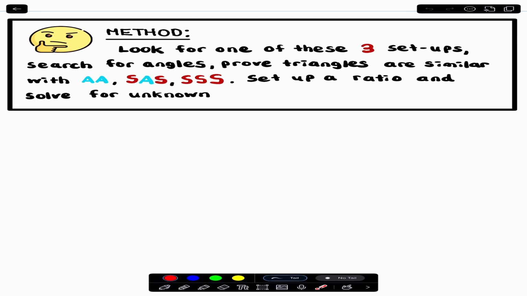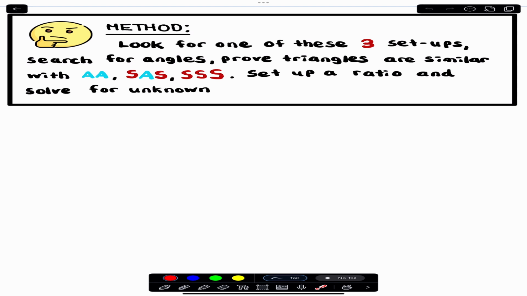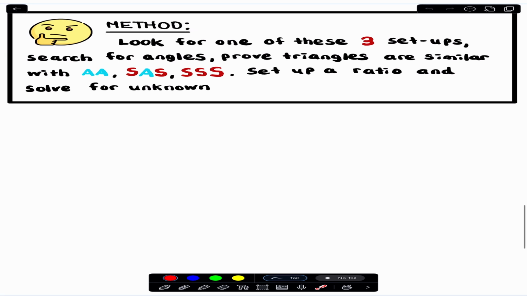So a lot of times you're going to use a variable for the unknown, set up a ratio using similar triangles, and then solve for that unknown. So that's the strategy we're going to use for all the problems that follow. So this video just served as a little introduction to the method that we're going to use. And in the next video, we're going to start putting this method into practice.